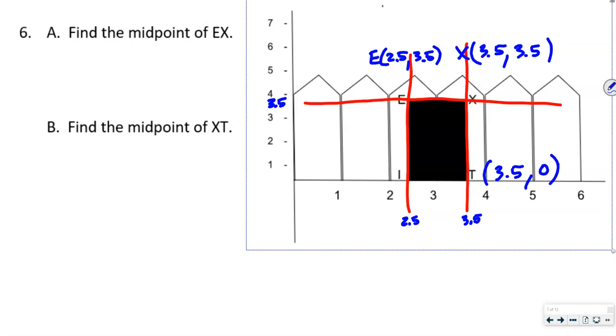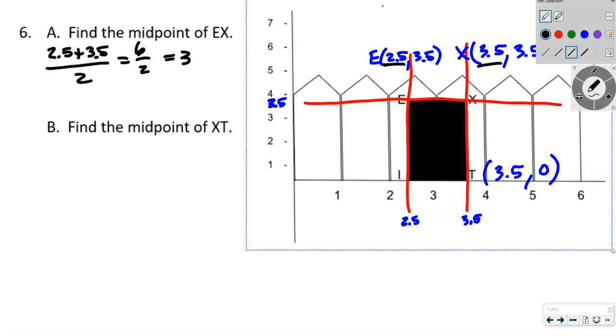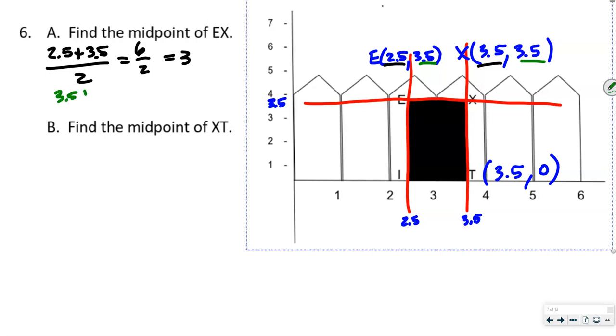So now we're going to find the midpoint of EX. So we want our X values here. So here are X values of E. 2.5 plus 3.5 divided by 2. That's going to be 6 divided by 2, which is 3. Then we're going to find our Y values right there. So we're going to add 3.5 plus 3.5. That's divided by 2. That's 7 divided by 2, which is 3.5. And by the way, anytime you have the same point, it's going to be that point. So this is 3.5. That's the midpoint of EX.